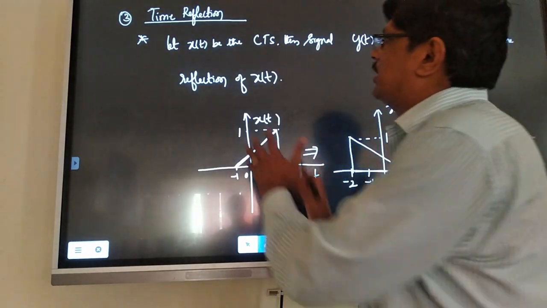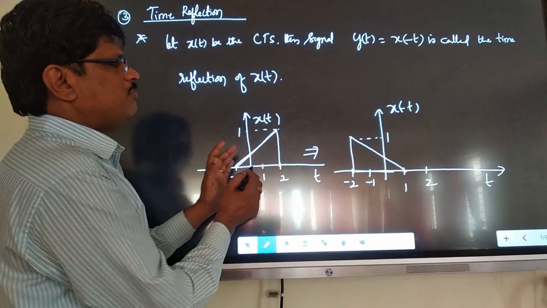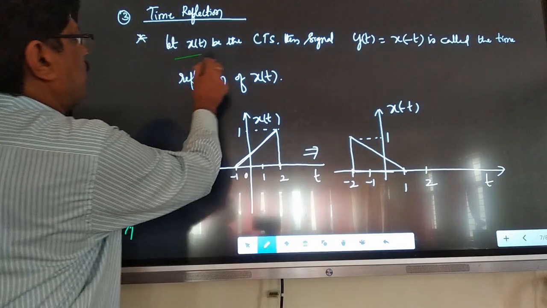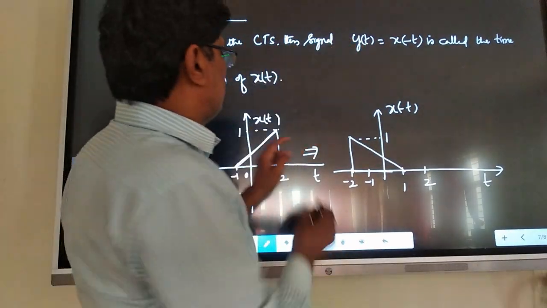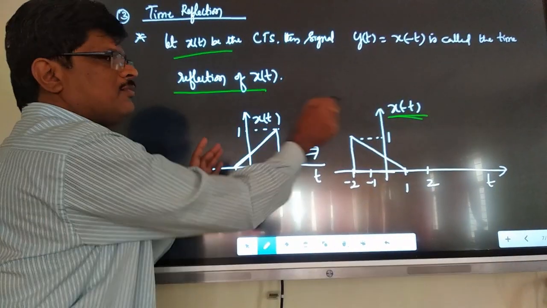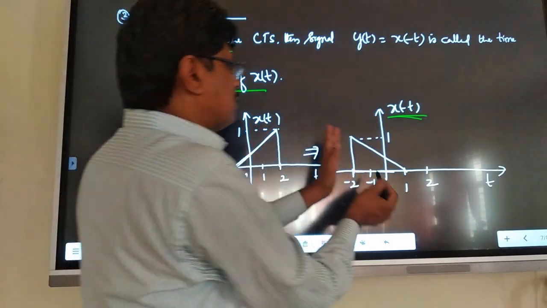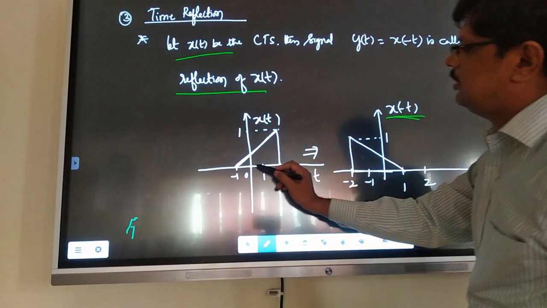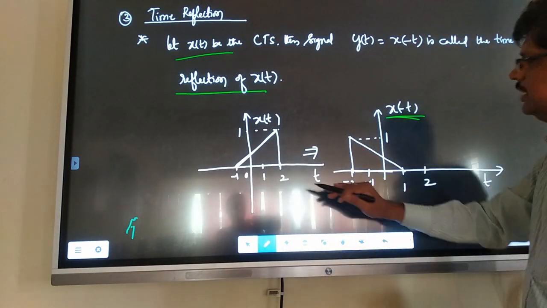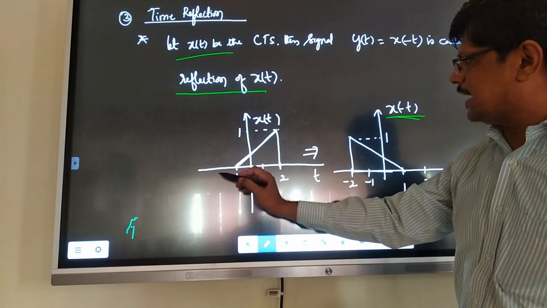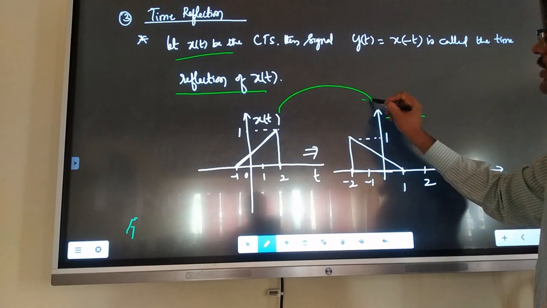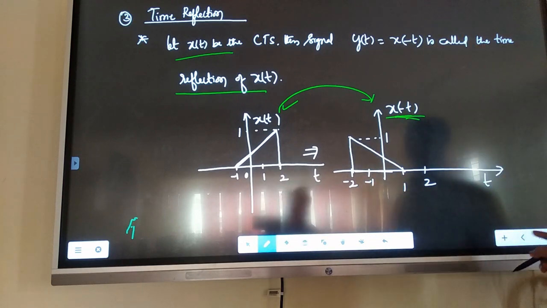Now lastly, time reflection. Time reflection is actually the mirror image of x of t. For example, x of t is there, and just the mirror, the reverse of it. Let x of t be a continuous time signal, then y of t is nothing but x of minus t. Minus t gives the reflected version of x of t. For example, 0 to 2 is here, and here it is 0 to minus 2. It exists exactly on this side. Then minus 1 to 0 it starts here, and 0 to 1 it ends here. It is exactly the reflected image of x of t. That is the other property.